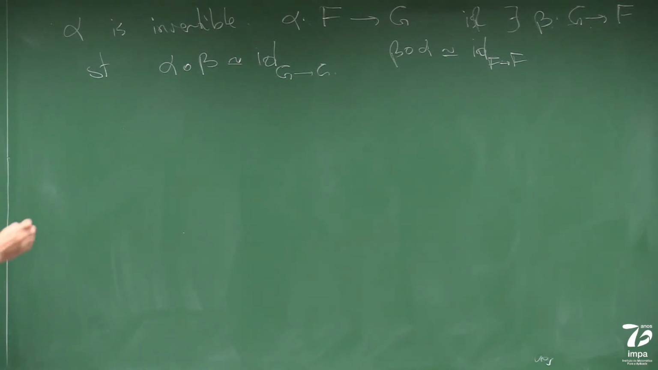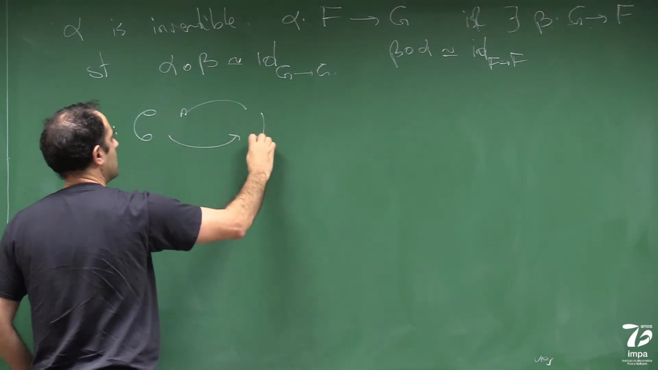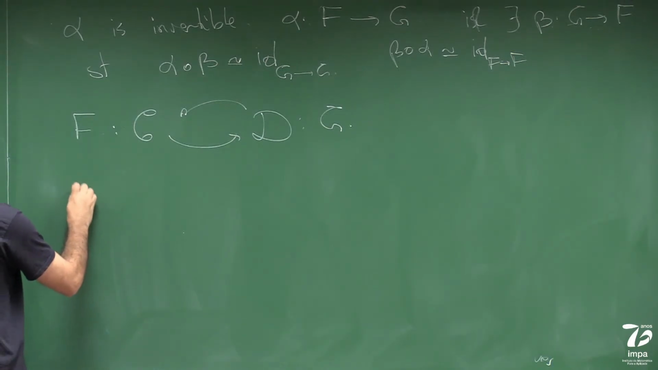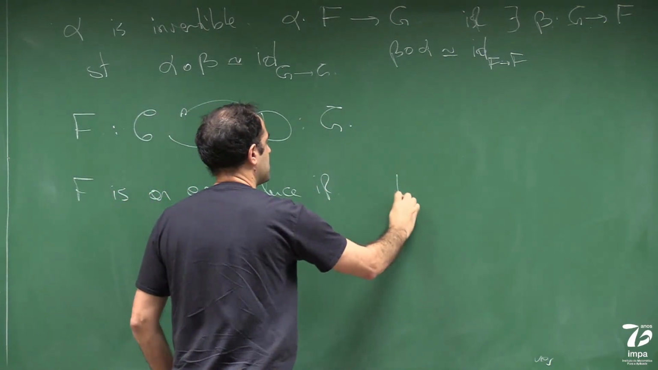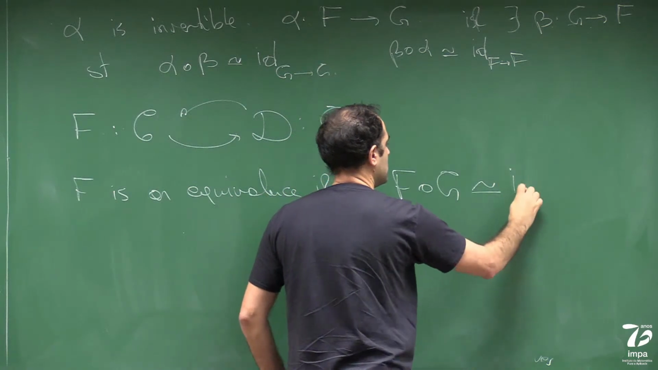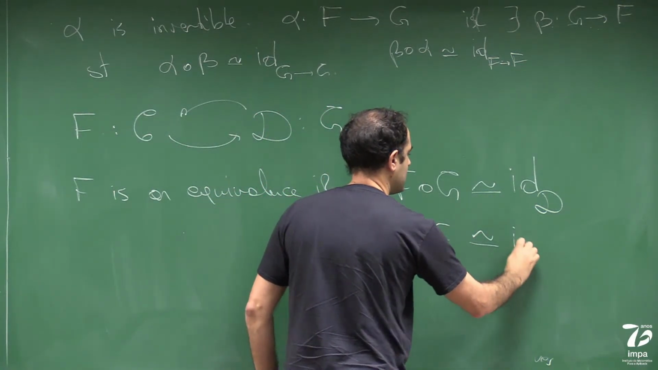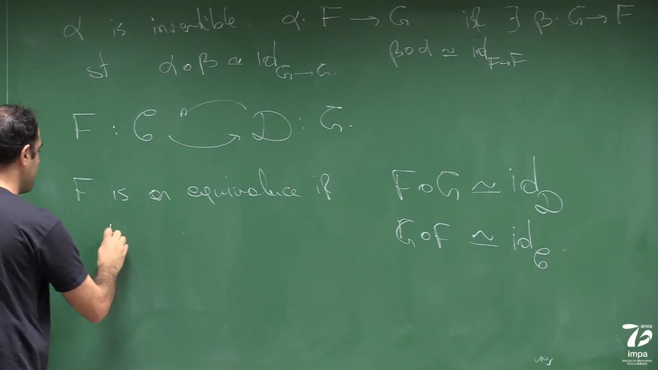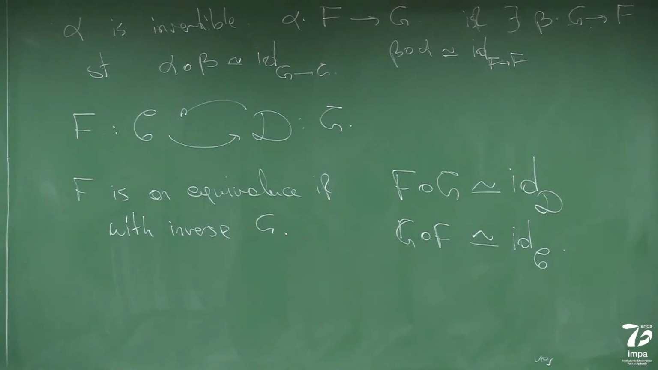Okay, so now if I have a functor F, now we are in the situation where I have functors F and G between C and D. Then I would say that F is an equivalence if you have isomorphisms from F composed with G to the identity functor in the category D, and from G composed with F to the identity functor in the category C. And the obvious statement is that if F is an equivalence, then F is an equivalence with inverse G, if that happens.